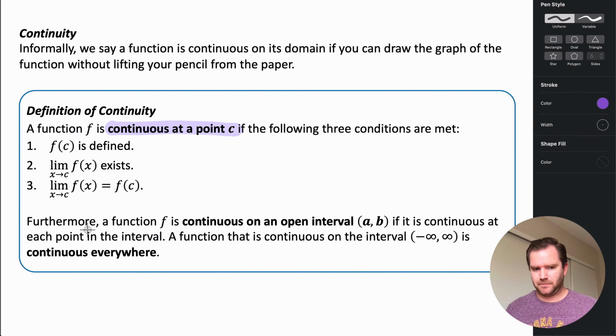So these three things must always be shown to be true before we can say something is continuous. Furthermore, we say that a function is continuous on some open interval if it's continuous at every point on that interval. And if a function is continuous on the interval from negative infinity to infinity, we say that it's continuous everywhere. Some functions that are continuous everywhere would be every polynomial function. The sine and cosine functions are continuous everywhere as long as their arguments are defined. So those are a couple examples of functions that are continuous everywhere.